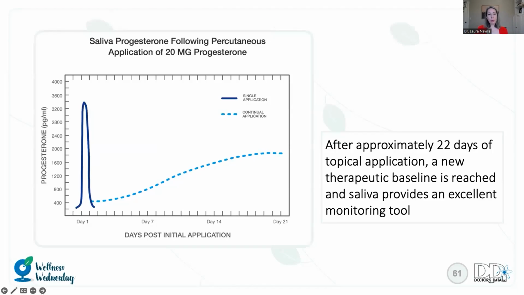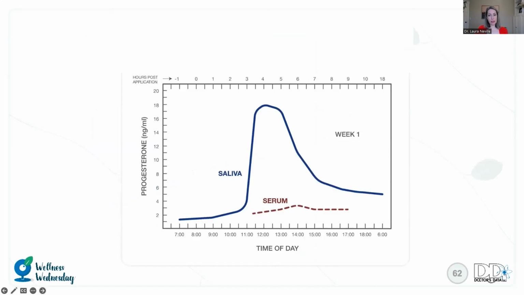Okay, a few more slides here on tracking hormone dosage and hormone replacement dosages. So remember with salivary testing, there have been studies looking at a single application versus waiting until, say, day 22. After day 22 of a transdermal application, there does seem to be a new steady state that's reached. So if you're doing baseline testing and then you're following that up, I would wait at least 22 days, bare minimum, to see what that new steady state is.